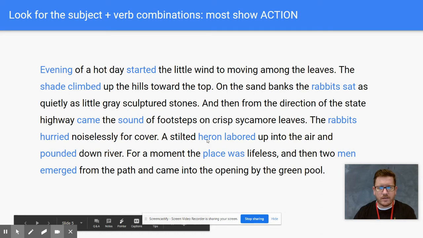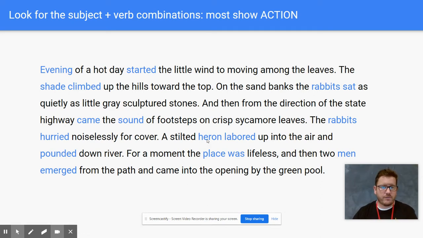Now, let's look at this sentence: a stilted heron labored up into the air and pounded down river. This is actually our DGP sentence for the first part of the novel, and I wanted the focus to be on the action verbs. We talked in class about how really all Steinbeck had to say was a bird flew away. But there's no drama in that. There's no intensity. When he says a stilted heron, first of all, we get a clear mental image. If you don't know what a heron looks like, Google it, and then you'll see why the word stilted is used as an adjective here.